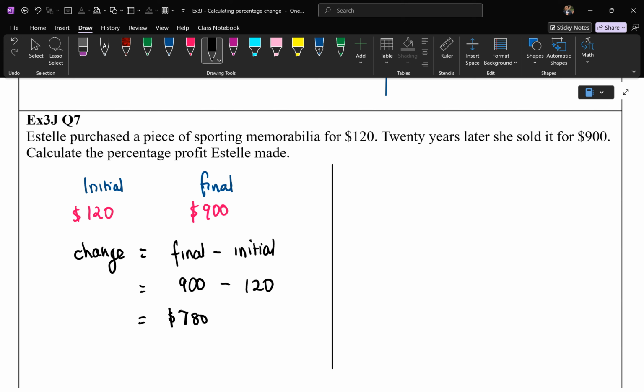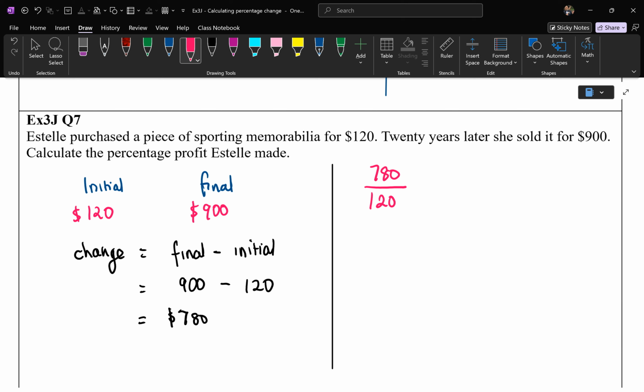What is the proportion? Let's go with Adele. It's 780 over... Beautiful. It's always what you started off with. It's what you actually have. The 900 is future tense, so we don't know that yet. 780 out of 120, that's your proportion.